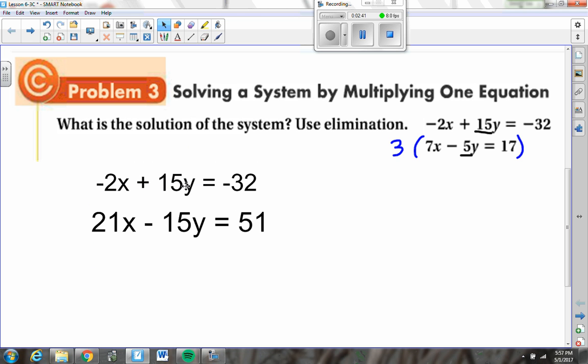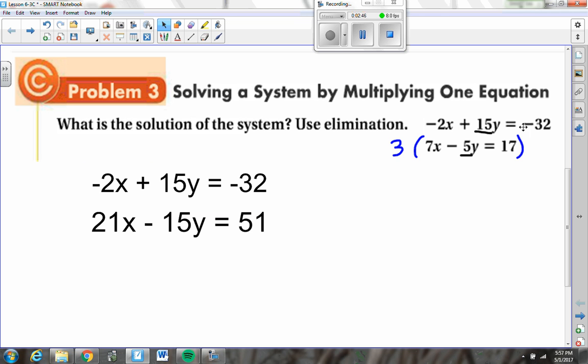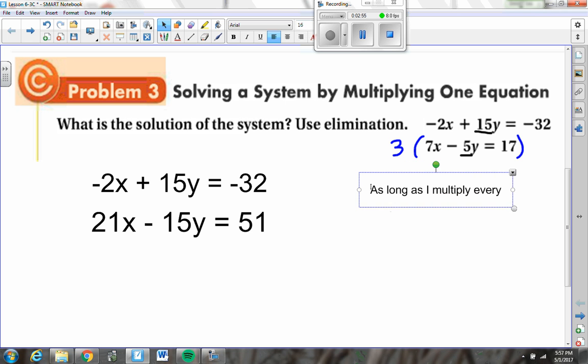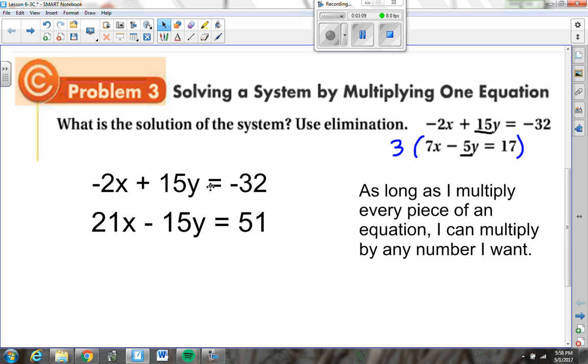And now I have these two equations instead. So this system is still exactly the same. I haven't done anything except multiply the entire second equation by 3. As long as I multiply every piece of an equation, I can multiply by any number I want. As long as I multiply every single piece of the equation, I can multiply an equation by any number I want. Now, the reason that I've done this should be obvious to us.